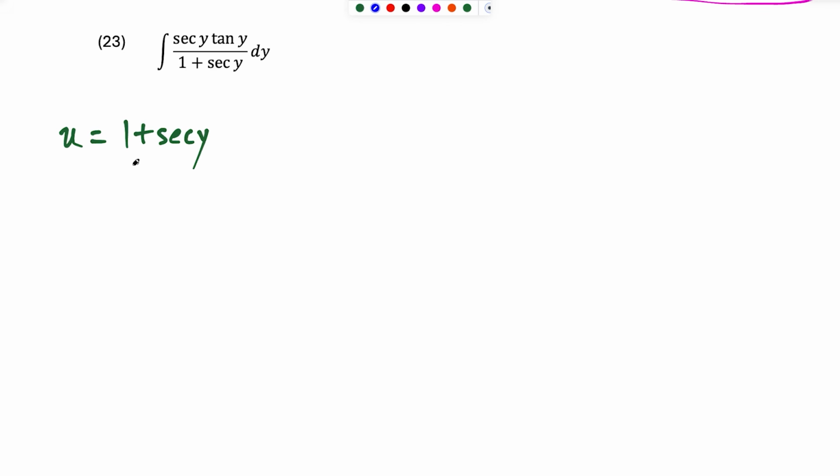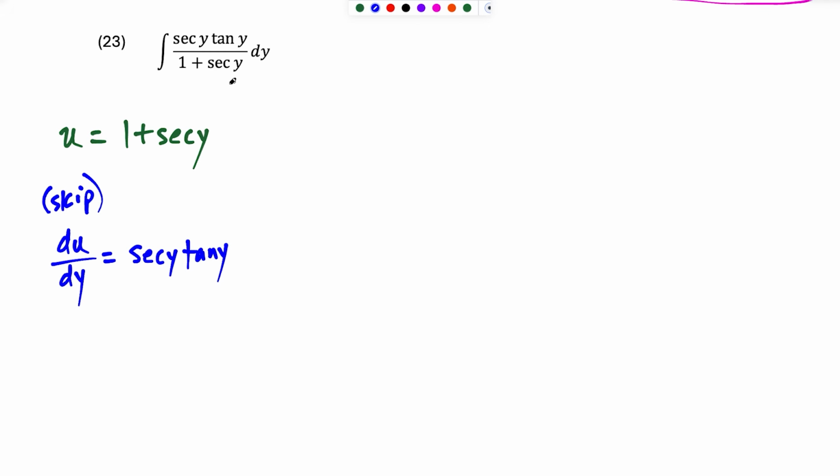So the middle step here that I skip every single time, unless I'm teaching it to someone for the first time, is I'm finding du dy. Okay, I'm deriving both sides with respect to y in this case. And what we have here is the derivative of 1 is 0. The derivative of secant y is secant y tangent y.